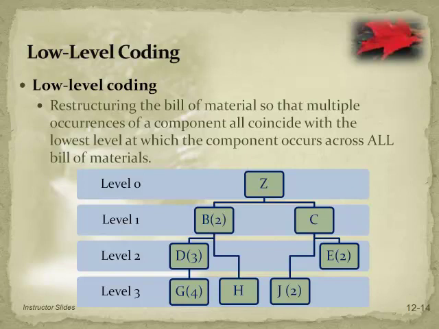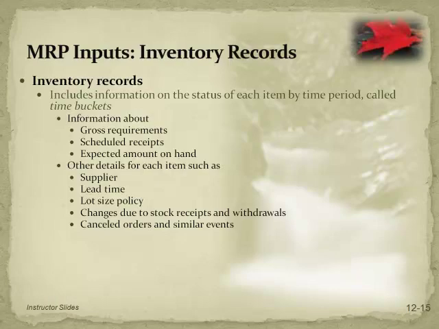So this kind of implies to us that this low-level code thing is a computer software thing, and it is. It is a computer software thing. And it's important for the MRP computer program to know what the low-level code is for an item. And we'll talk about the reason for that in a few slides coming up.